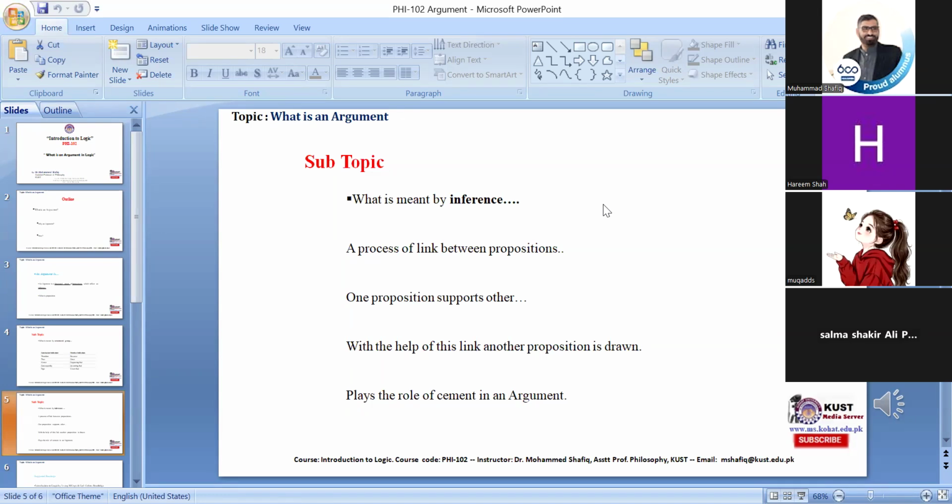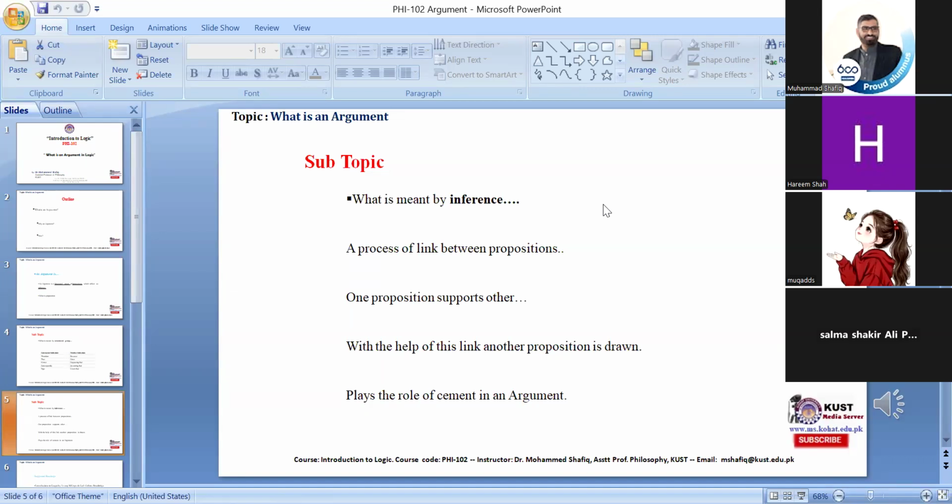Similarly, in an argument, we have propositions, more than one proposition. We have structure, premise, and conclusion. But if it does not have inference, if it does not have a link, then still it won't be called an argument, or maybe it would be called an invalid argument.